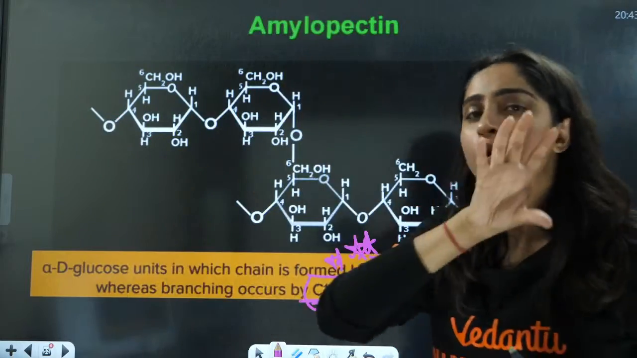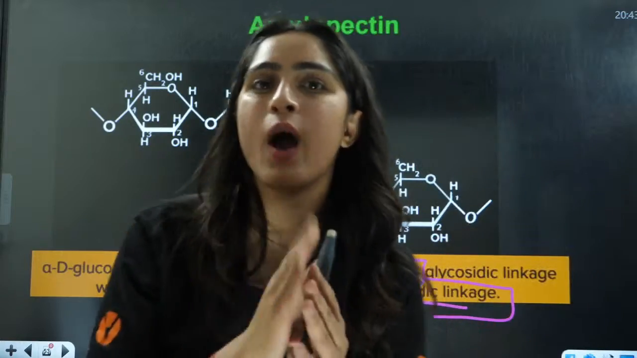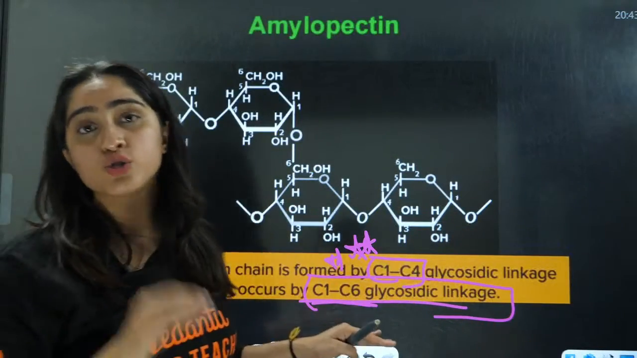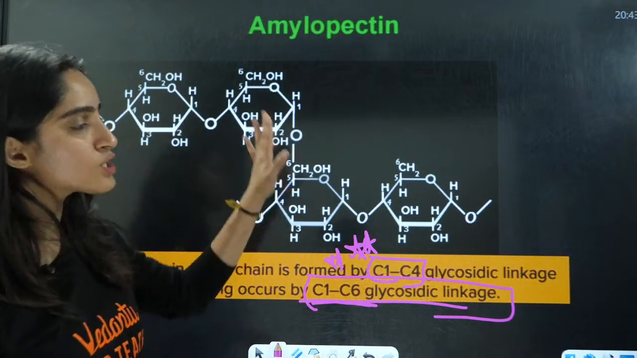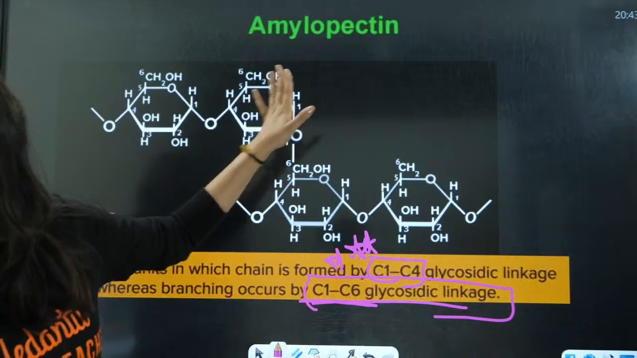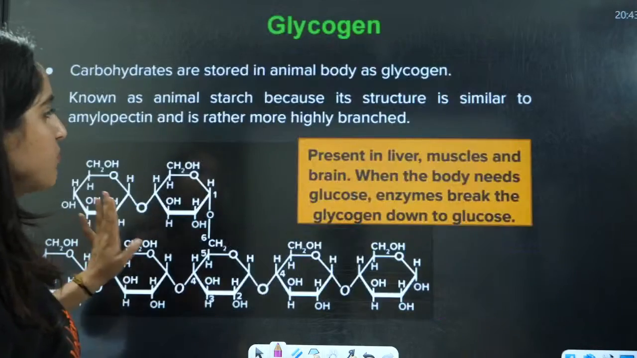Amylopectin, in addition to C1 and C4 linkages, you have C1 and C6 linkages also. That means there is additional branching here. Otherwise the monomer is the same. The monomer is the same.